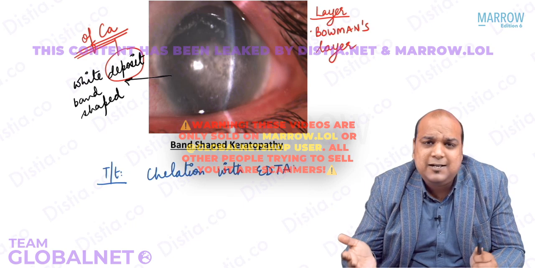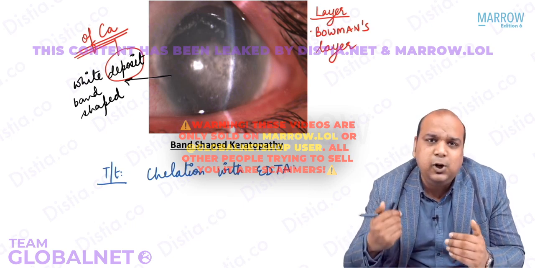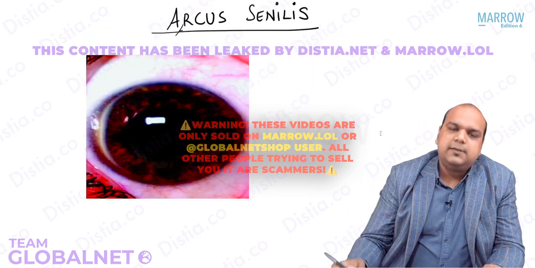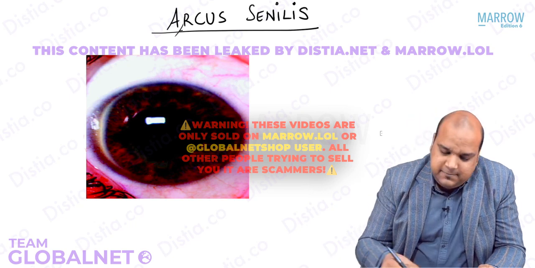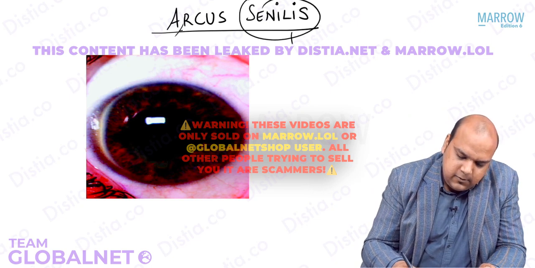That's what band-shaped keratopathy as a pathology is to us. Very simple to treat, very simple to identify. No confusion, I hope. Done. Let's move on to the next condition. Miscellaneous condition, arcus senilis. Again from the name, senile means old age. So this condition occurs in old age.